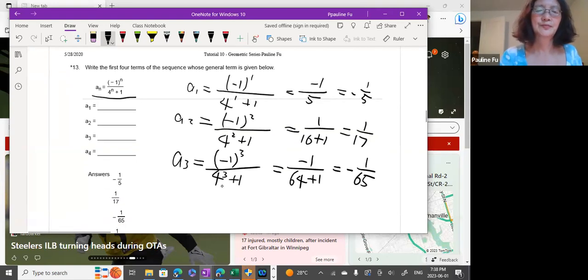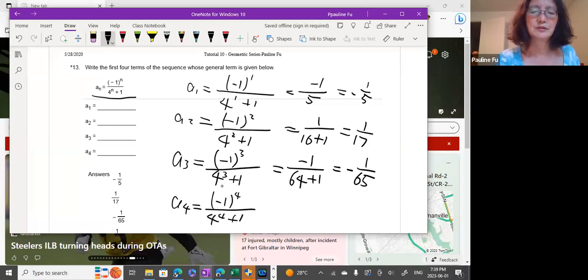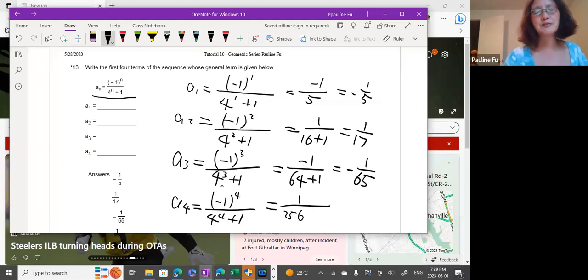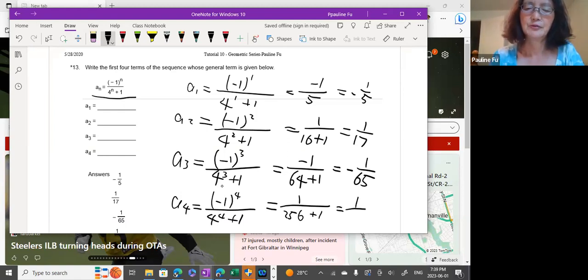So A4 equals negative 1 raised to power 4, times 4 raised to power 4. So this is 1. So 64 times 4. 4 raised to power 4 is 256. So it is 1 over 257.